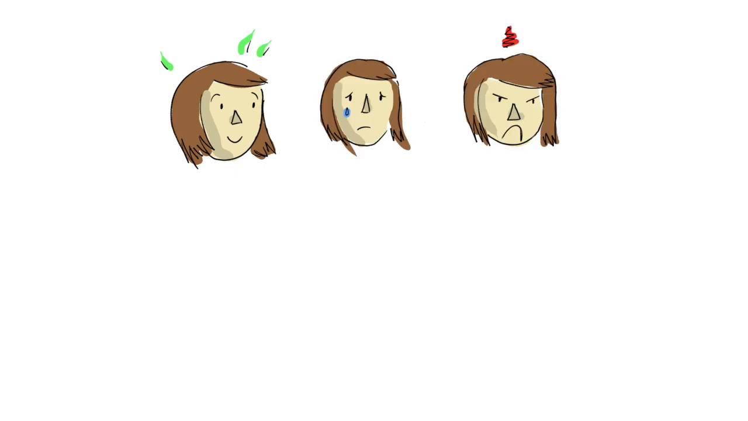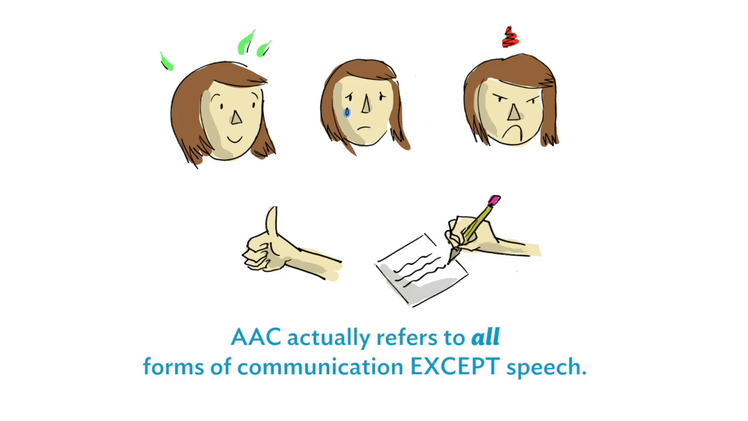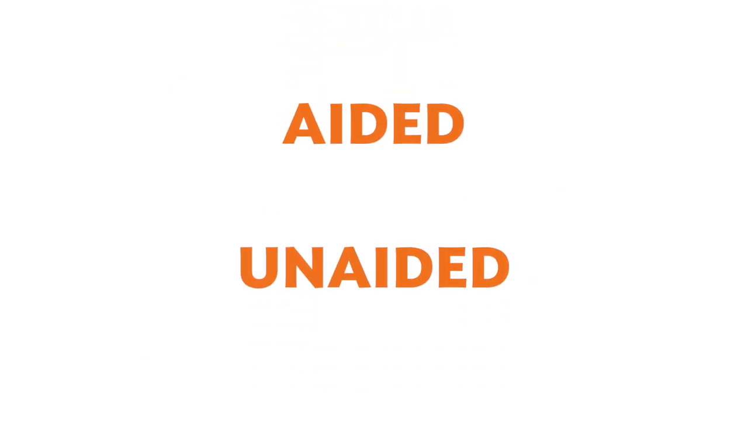But AAC is more than technology. It's about all the ways we communicate. Communication between people has never been limited to speech alone. AAC actually refers to all forms of communication, except speech. AAC is used to increase a person's natural abilities to communicate. AAC includes both aided and unaided communication.